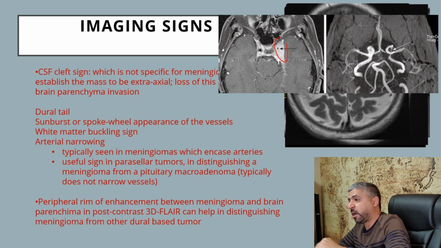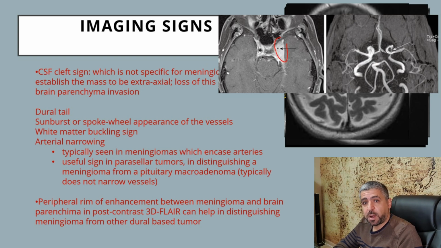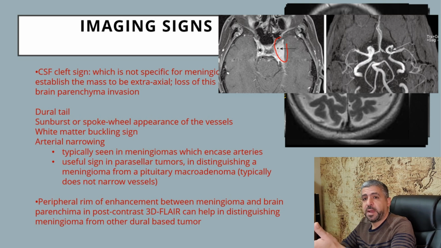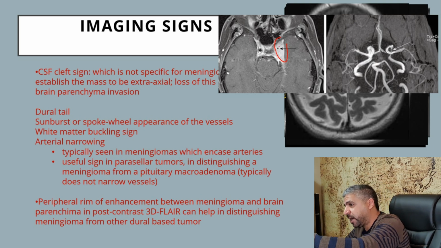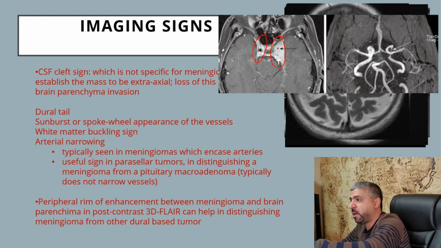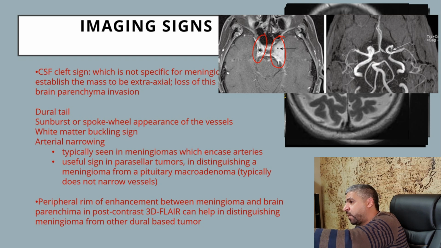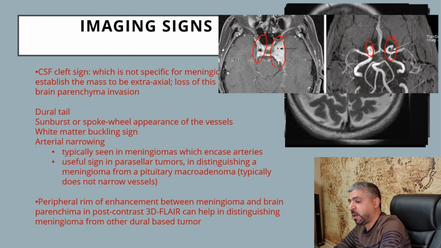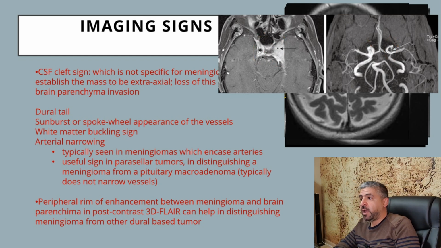For example, this lesion here, is it a pituitary macroadenoma or is it a meningioma? If you look at this tiny black dot here, it's narrowed. Just compare this one with this one. You can see this is the artery, it's normal caliber. Here it's narrowed. On MR angio, you can see this normal vessel here, while this is a narrowed or compressed vessel here. The presence of arterial narrowing is much in favor of meningioma.